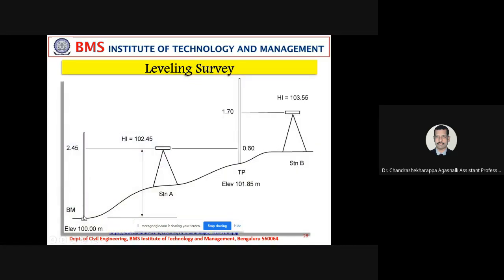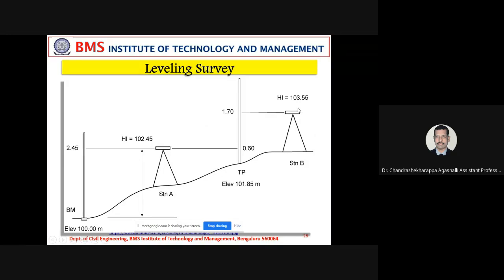This is how the benchmark works. From the benchmark you are going to establish station A and then station B. Here this is called your instrument height. HI means height of the instrument, 2.45 meters. This is a temporary point you establish here, then you go on to another point.